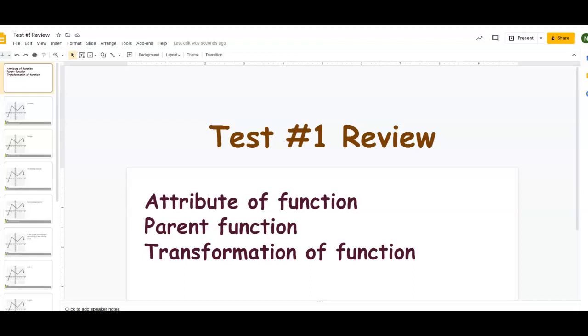In this video, we're going to review for test number 1, which includes the content for attributable functions and transformation of the parent functions.